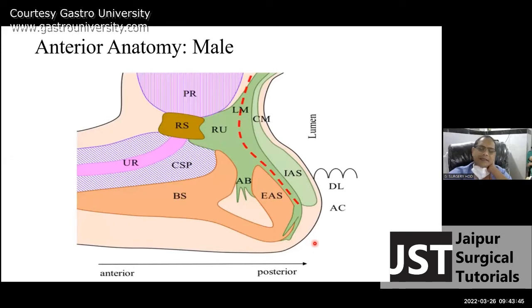Besides this, there is something called the neurovascular bundle of Walsh, which is a condensation of the inferior hypogastric plexus, which you usually get at the lower end of the Denonvilliers fascia. Yes. You have to be very careful of that.